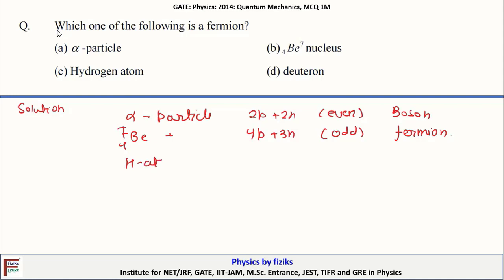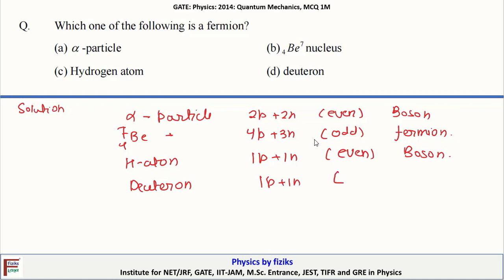H atom is 1 proton plus 1 electron, so the particle is a boson. Deuterium is 1 proton plus 1 neutron, the spin is even, so the particle is a boson. Here odd refers to half integer: place 1 by 2 spin, and that will be 2 and then 3 by 2, so 2 plus 3 by 2 is 5 by 2. 5 by 2 spin would be for a fermion.